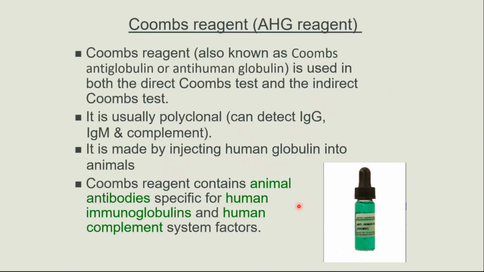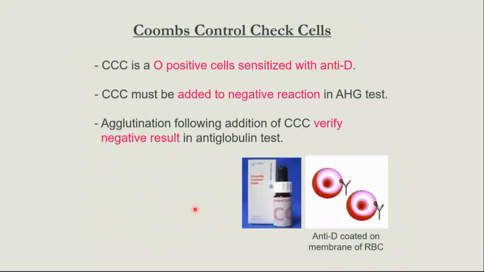Okay, the AHG reagent, anti-human globulin reagent, is used in both direct Coombs and indirect Coombs tests. It is usually polyclonal. It is made by injecting human globulin into animals. Coombs reagent contains antibodies specific for human immunoglobulins and human complement system factors.